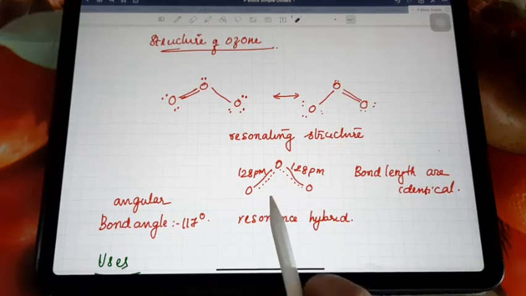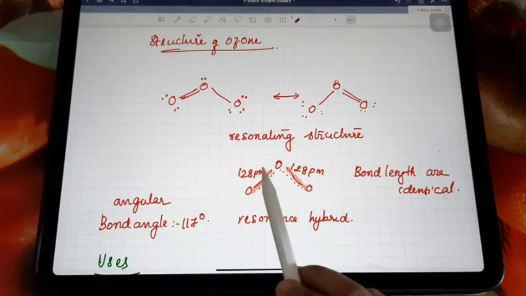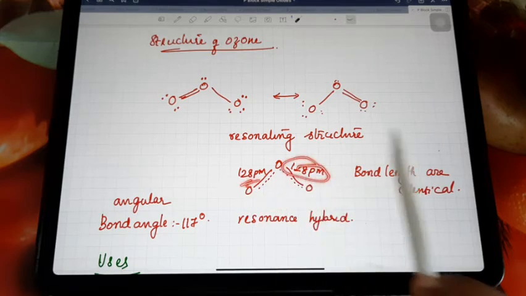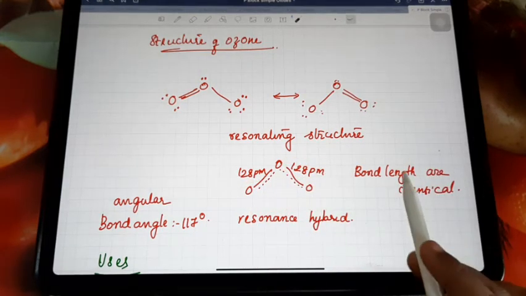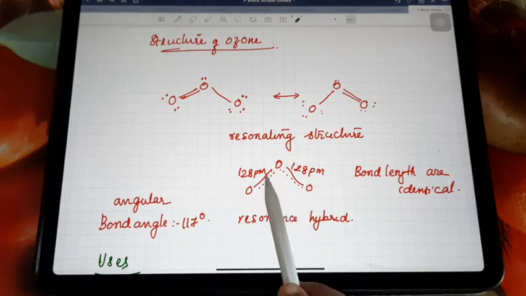Next, here you see the bond lengths. I have written the bond length of this bond as 128 pm, and here also 128. That means their bond lengths are identical. It is angular in shape, and the bond angle is said to be 117 degrees.